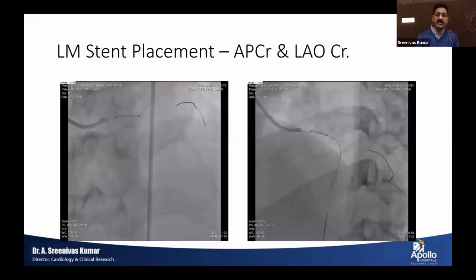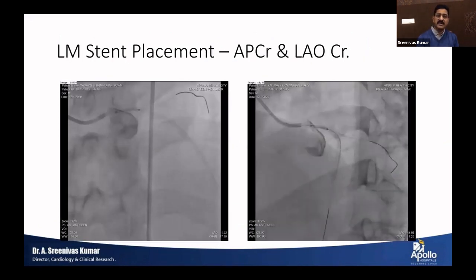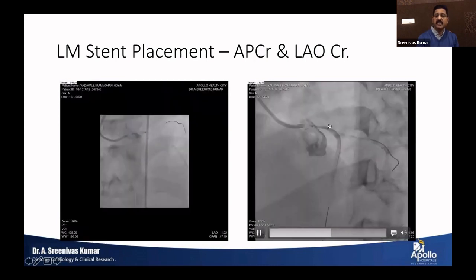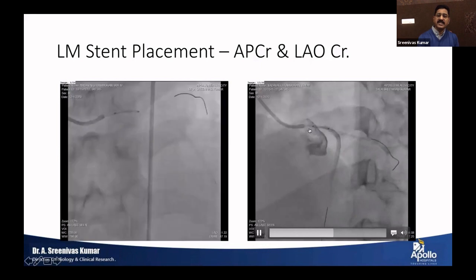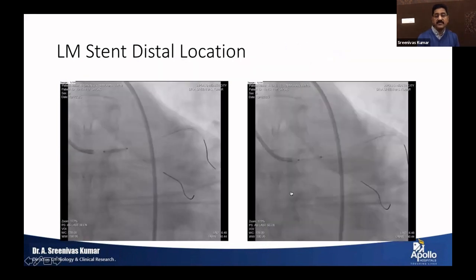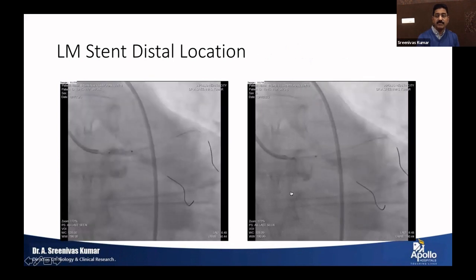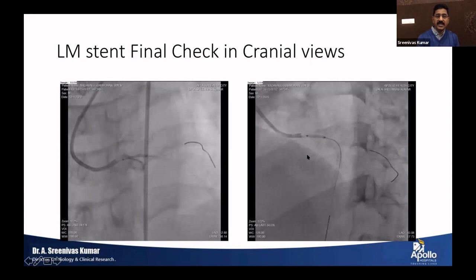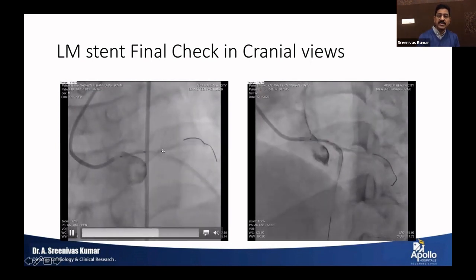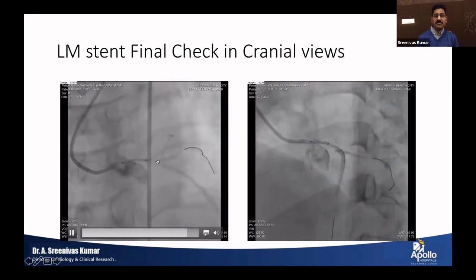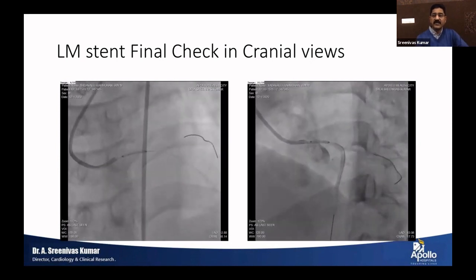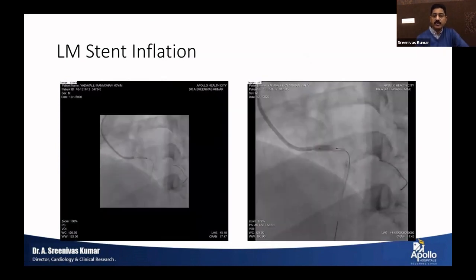The Xience platform has an advantage that the marker and the stent start together. So in the LO cranial position, I need not go into details, but you can precisely position without missing the ostium. In things where you need accurate placement, limited only to the left main, probably you could use those. Similarly, it could also be LAD ostial placement, LCx ostial placements, without impinging on it. So you could take advantage of this platform and use it.